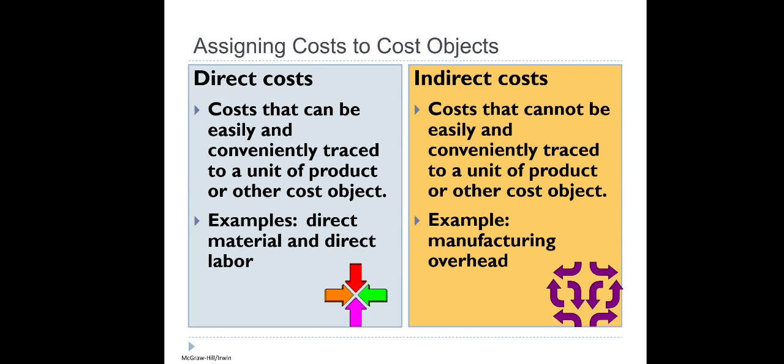The depreciation of the building is also an example of indirect cost. If you have factory supervisors in your factory, the factory supervisor salary is also an example of indirect cost. Security guards' salary also is an example of indirect cost. So most of the time, manufacturing overhead costs are indirect costs.